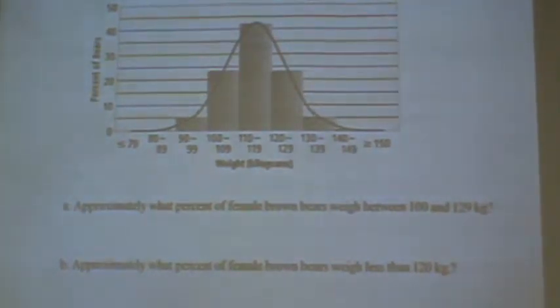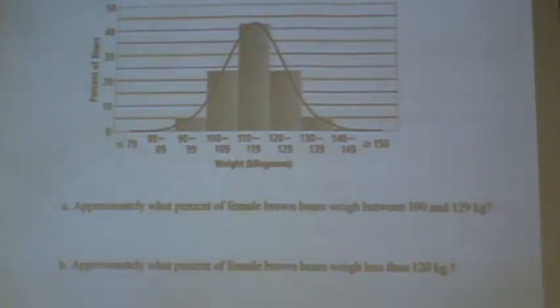So now we're going to actually look at some examples where we're going to use the normal distribution to solve some problems. So in example 1, it says that the bar graph gives the weights of a population of female brown bears. The curve shows how the weights are normally distributed about the mean. Your mean is 115 kilograms, and the standard deviation is 10 kilograms.